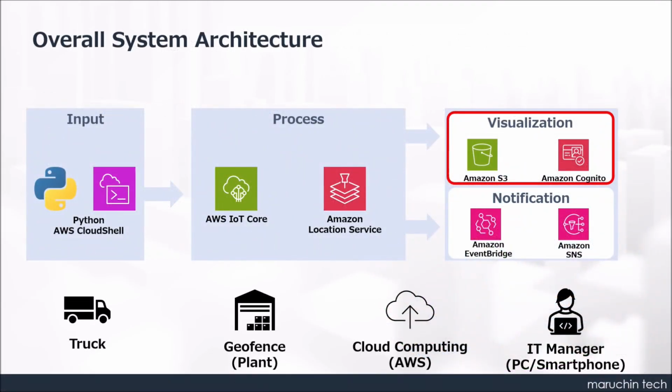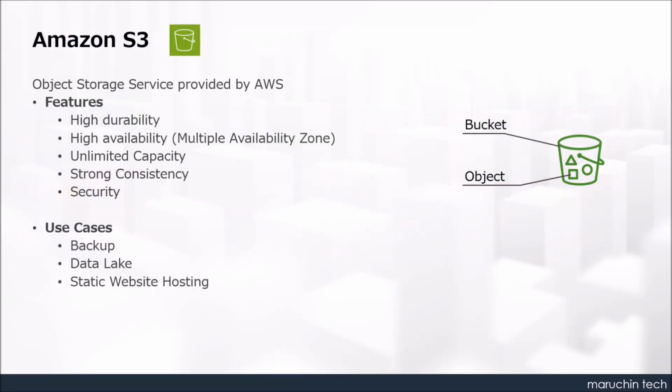Let's look at the system architecture. We are building a website that displays map information to the user. First, let me introduce the core service for this, Amazon S3. Amazon S3 is the most versatile object storage service provided by AWS. In S3, the container where we store files is called a bucket. It offers high durability and virtually unlimited capacity. You don't need to provision storage size in advance. You simply pay for what you use under a pay-as-you-go model.